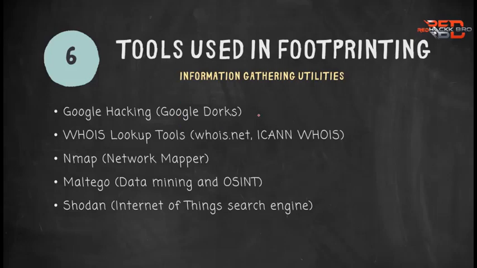There are a lot of tools that can help in footprinting. Google Dorking is a technique where you can use advanced Google search to find hidden information. The WHOIS tool helps you to find who owns the website. Nmap is a popular tool for network scans. Maltego helps you to connect the dots between people, organizations, and networks. Shodan is like a search engine for IoT devices such as cameras, routers, or Wi-Fi devices.